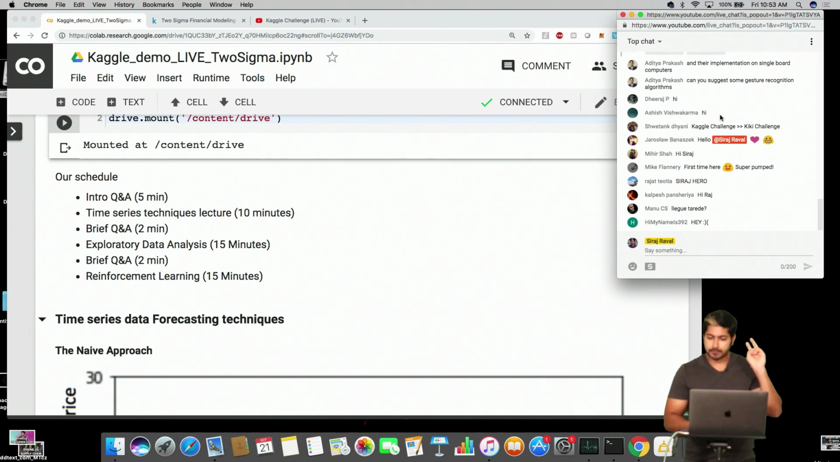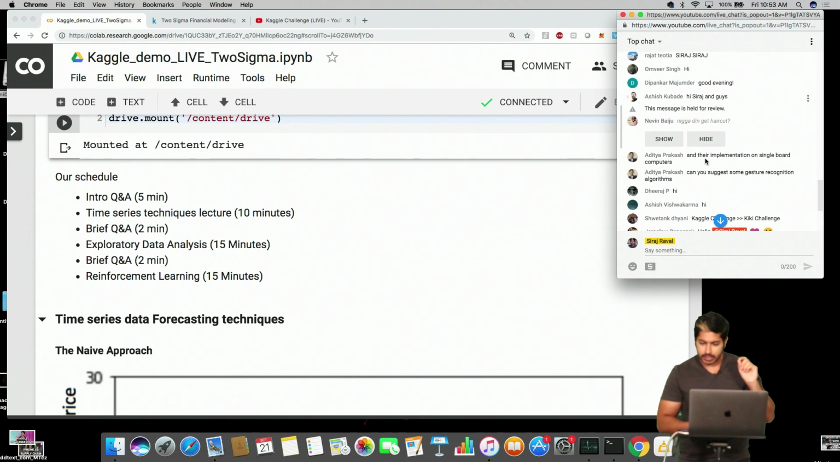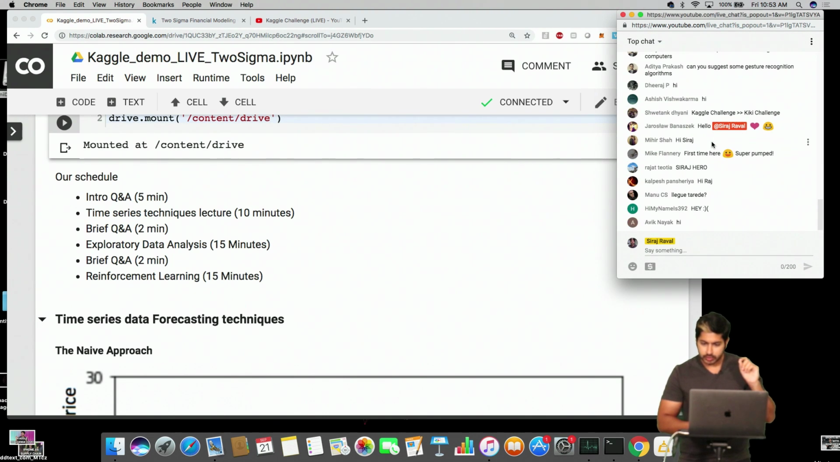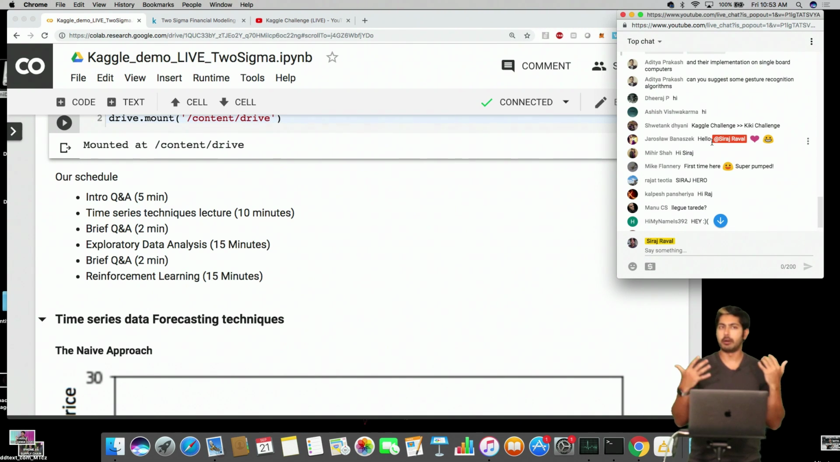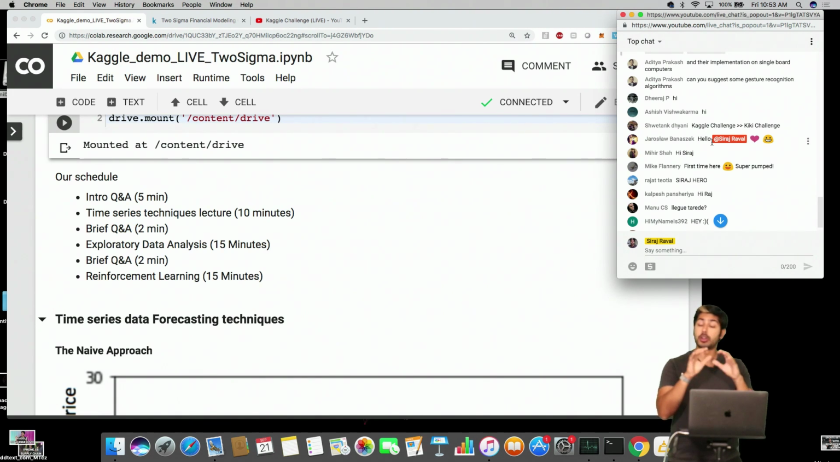Okay, hi everybody, thank you for being here. The first question is, can you suggest some gesture recognition algorithms? Sure. Right now, pose estimation is the state of the art. Use TensorFlow.js, probably the easiest to use implementation for pose estimation in the browser. Anybody can do it, so that's the one to use. Okay, that's the first one.